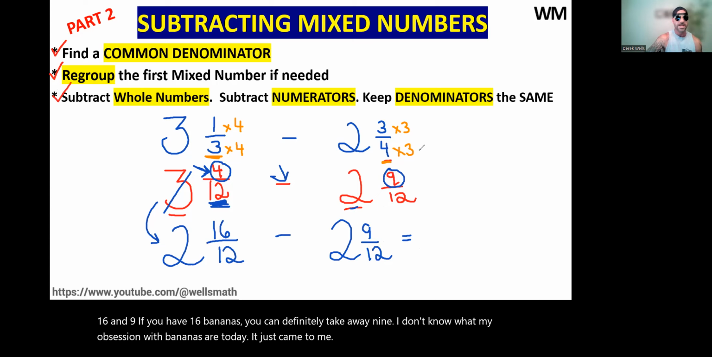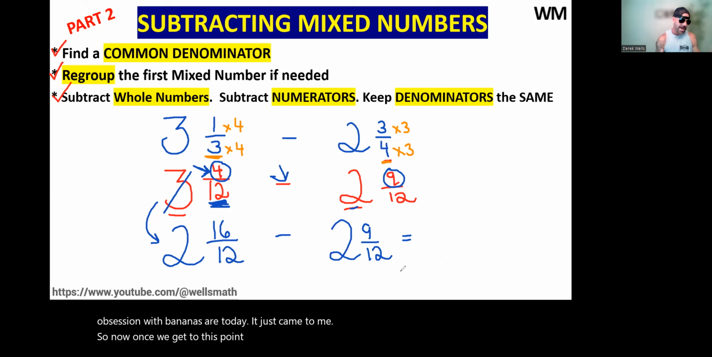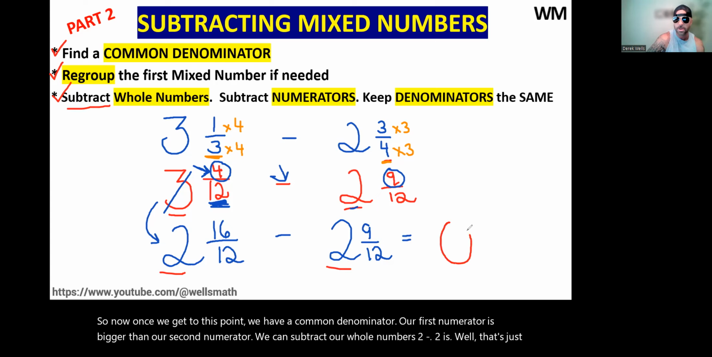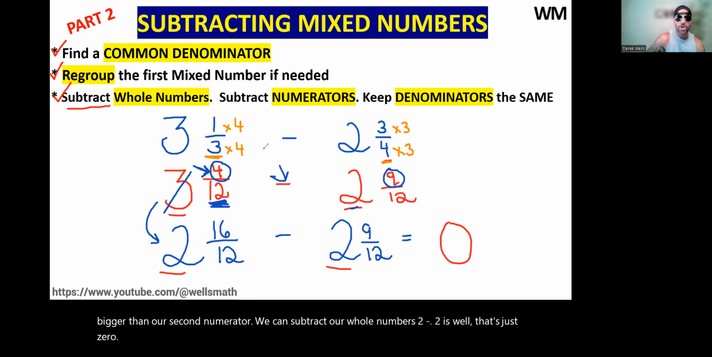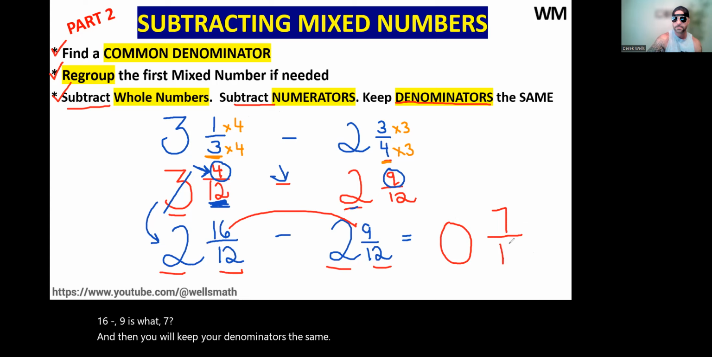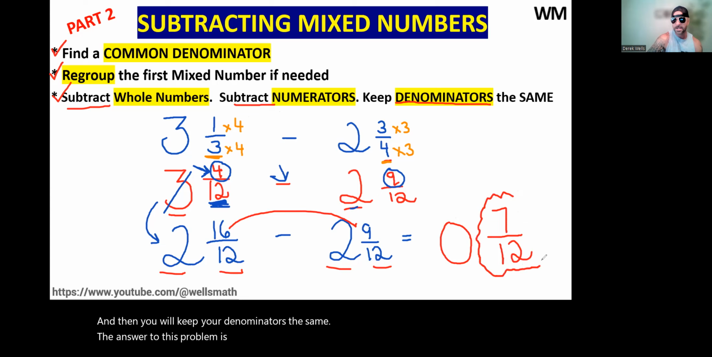So now, once we get to this point, we have a common denominator. Our first numerator is bigger than our second numerator. We can subtract our whole numbers. 2 minus 2 is, well, that's just 0. We can subtract our numerators. 16 minus 9 is what, 7? And then you will keep your denominators the same. The answer to this problem is 7/12.